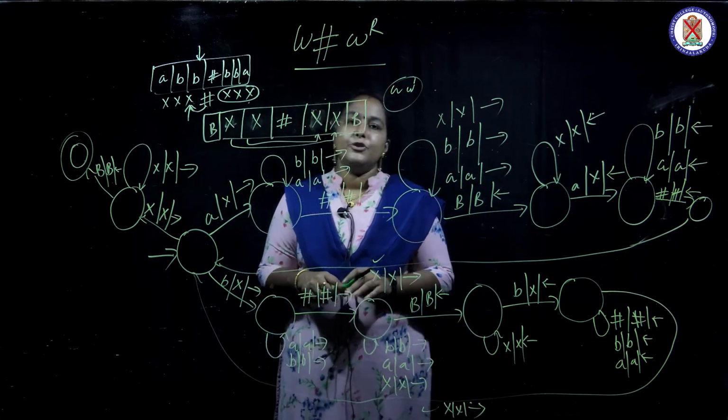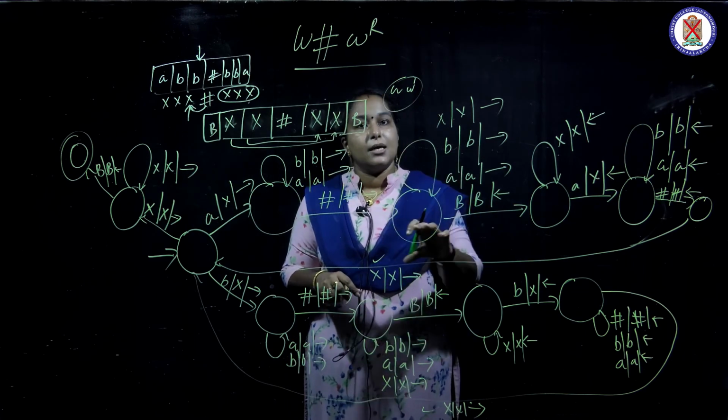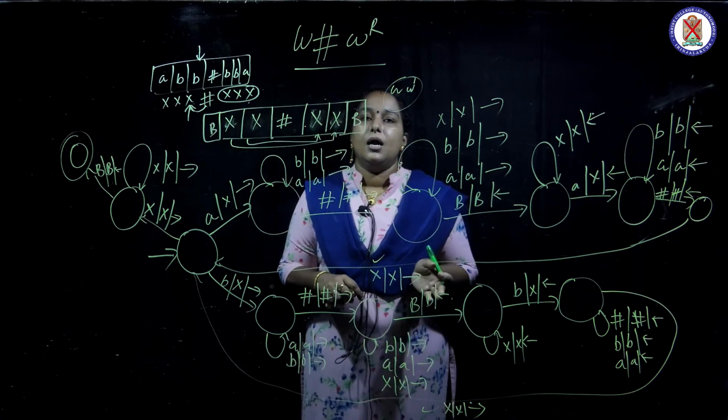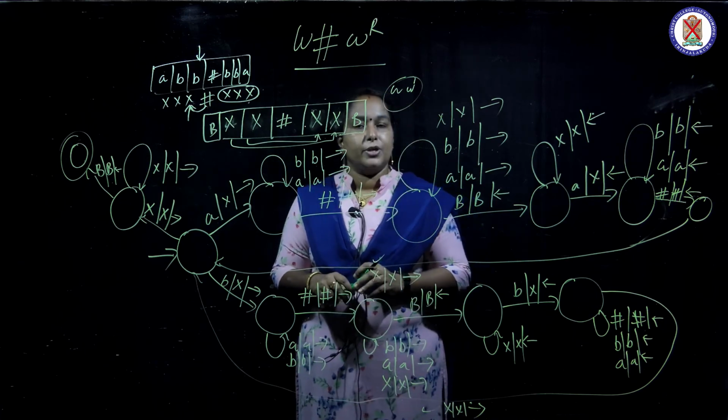Okay, this is the Turing machine for W hash W reverse. You must understand this thoroughly, then only you can understand WW and W reverse, which I am dealing with in the next video. Okay, thank you.